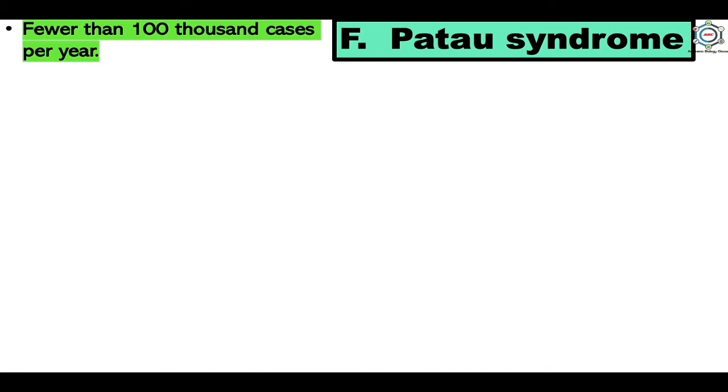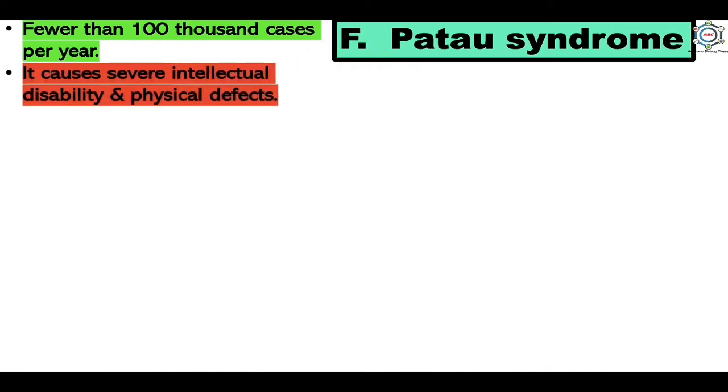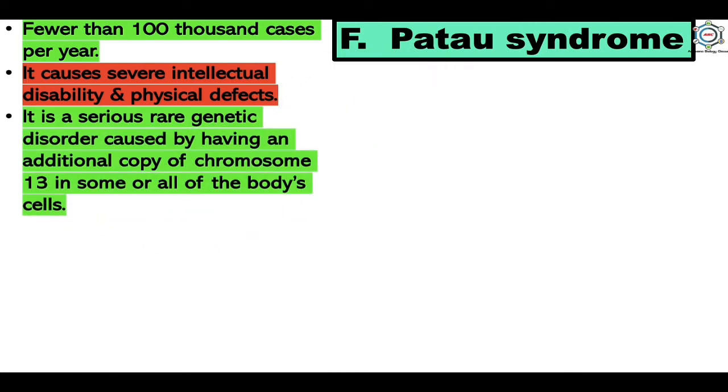After this, now the next is Patau syndrome. What is this? Fewer than 100,000 cases per year. It causes severe intellectual disability and physical defects. It is a serious rare genetic disorder caused by having an additional copy of chromosome 13 in some or all of the body cells.